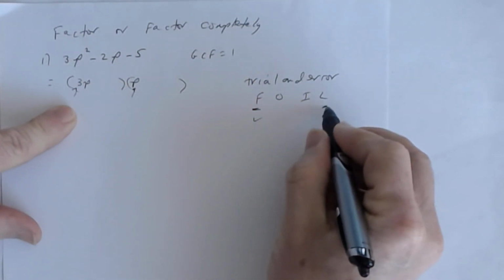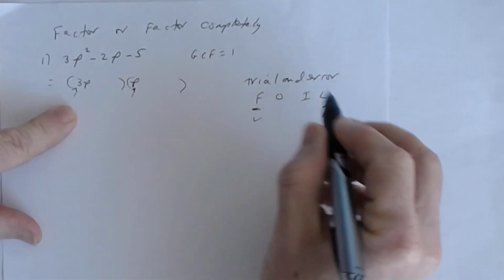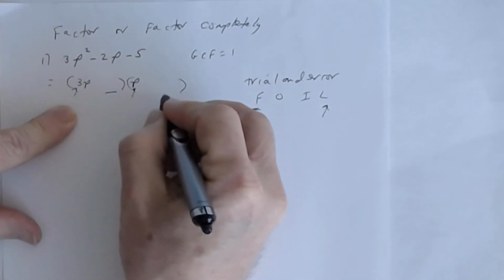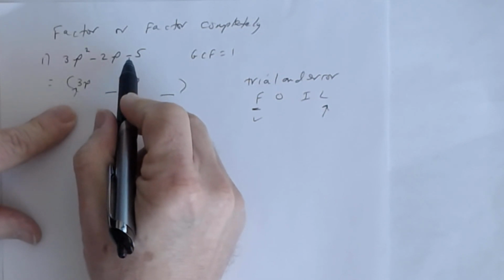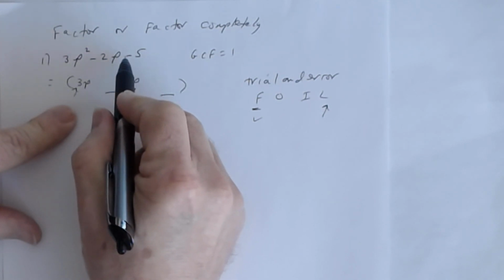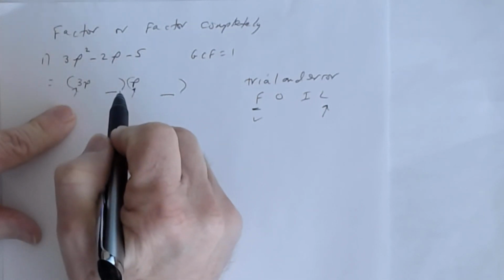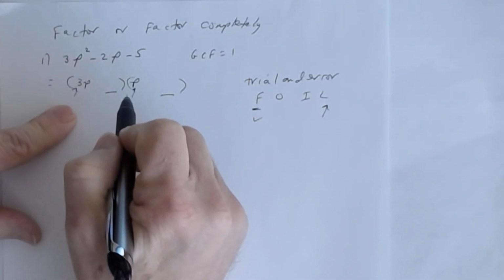Then you go to the last. So now you're asking yourself, what times what is a negative 5? You see that's negative right here, right? So if the last sign's negative, that means the signs in here are different, because they have to be different.